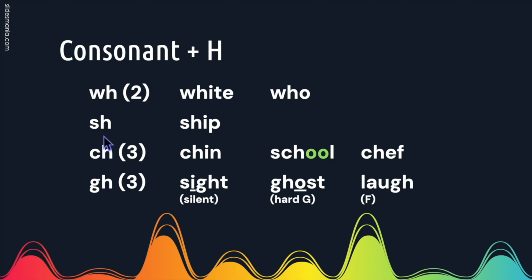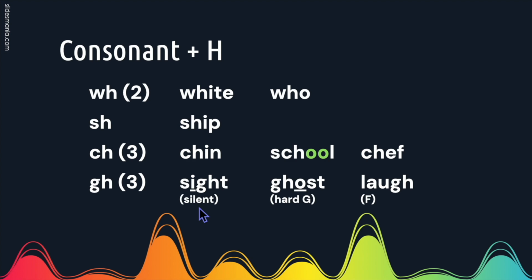SH says sh, like in ship. CH has 3 sounds. The most common is ch, like in chin. The second most common is k, like in school. OO says oo in this word. And the third sound is sh, like in chef.